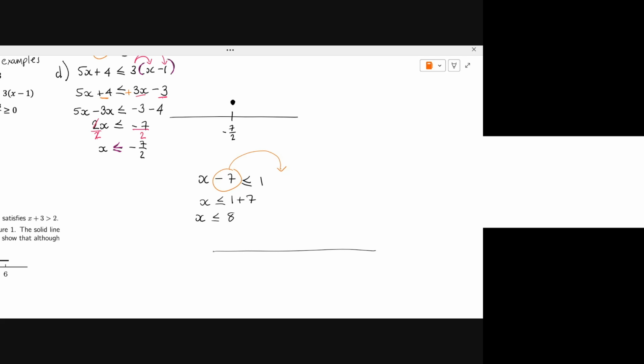Now I'm going to go to my number line, draw a line like that, put an 8 there, and then I'm going to put a dot. What kind of dot? Open or closed? Anybody? Yes, it has to be closed because our answer here says x is less than or equal to 8. So I must close my dot.